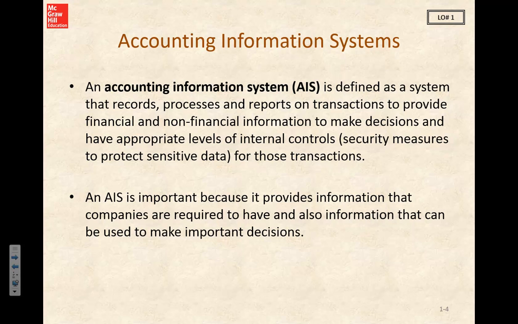So here's that definition that we ran through with accounting information systems. And AIS is important because it provides information that companies are required to have and also information that can be used to make important decisions. So it's important that you could step out in front of your competitors, but it's also going to be necessary to comply with government regulations.